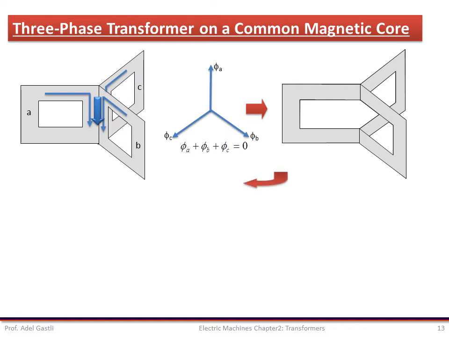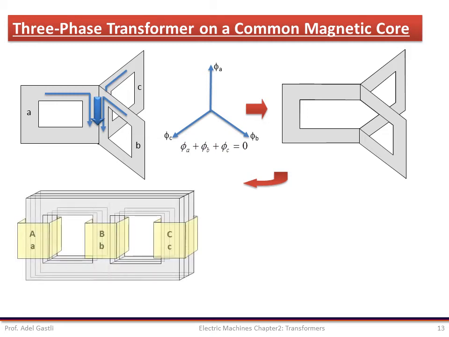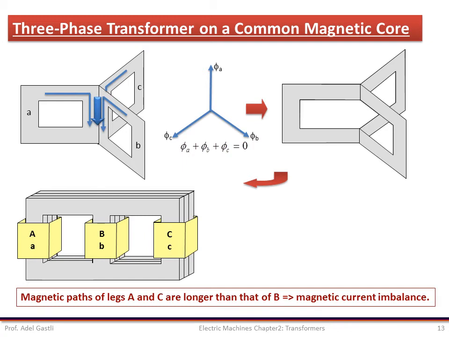This structure is not convenient to build. However, if section B is pushed in between section A and C by removing this yoke, a common magnetic structure shown in this figure can be obtained. This core structure can be built using stacked laminations. Both primary and secondary windings of phase A are placed on the same leg.